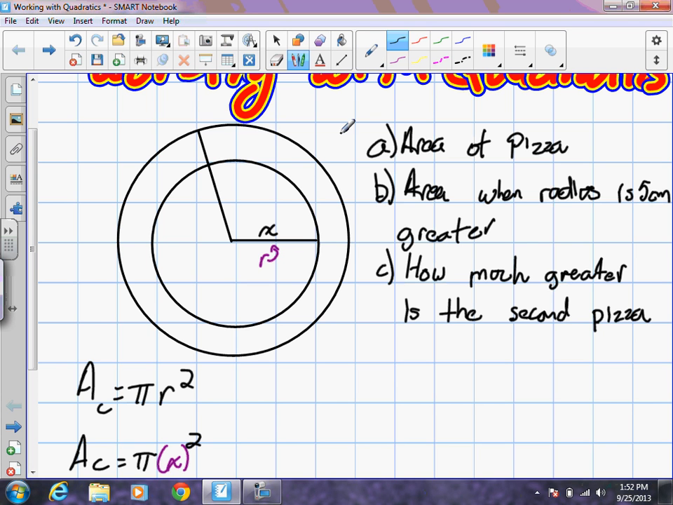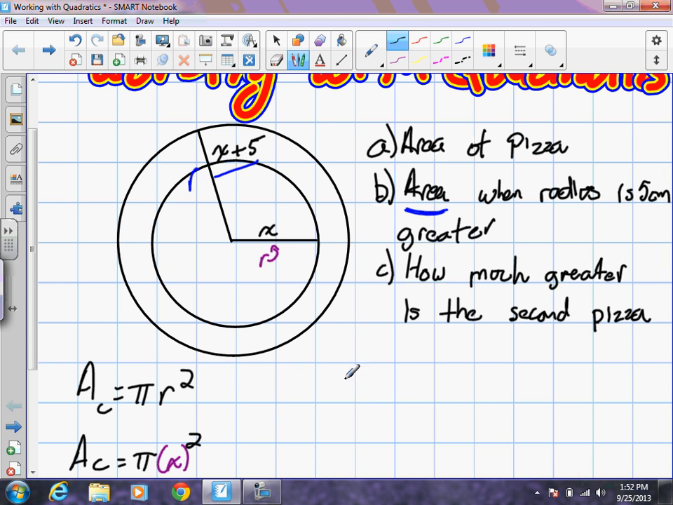It would be x. Anyone know? Plus 5, right? All that they've done is they've taken the radius from the other circle and they've made it 5 centimeters longer. So it's x plus 5. We still don't know what the radius is in the first circle. So let's find the area of the second circle here.